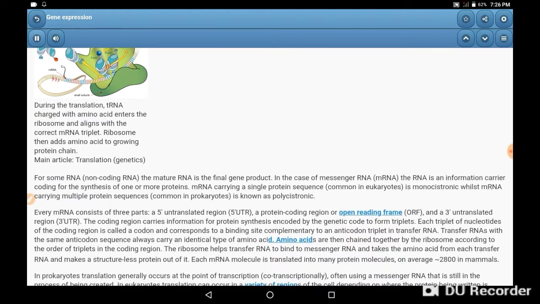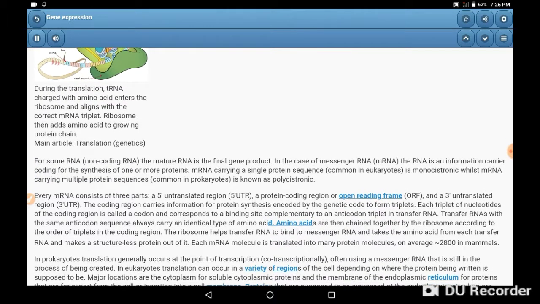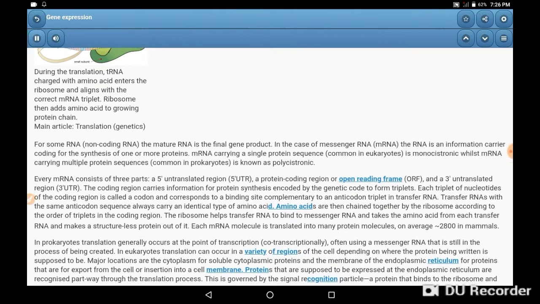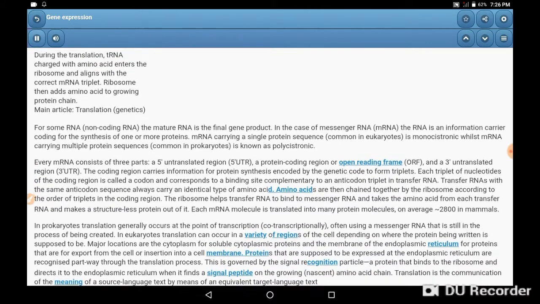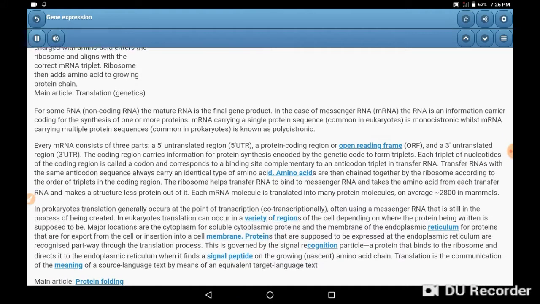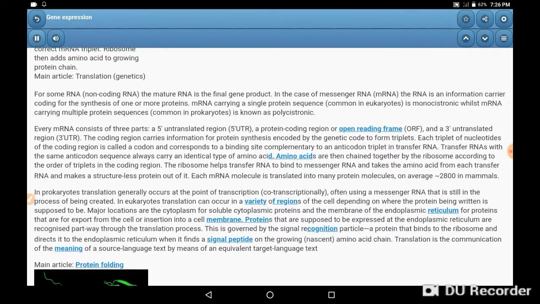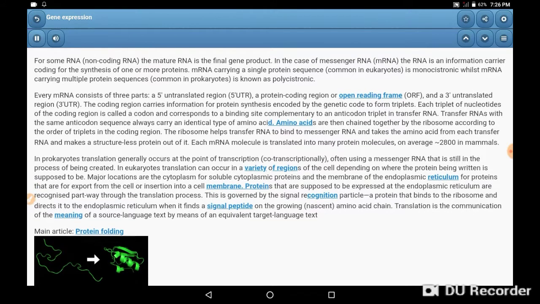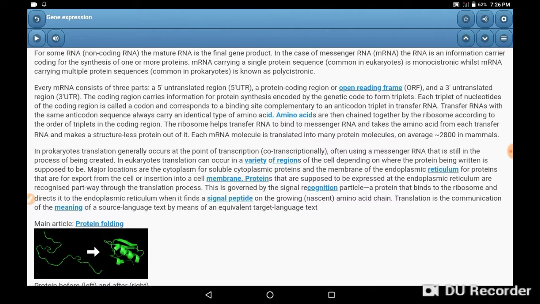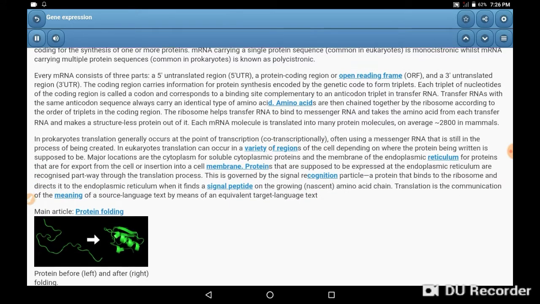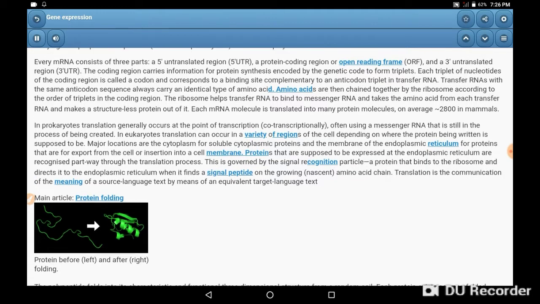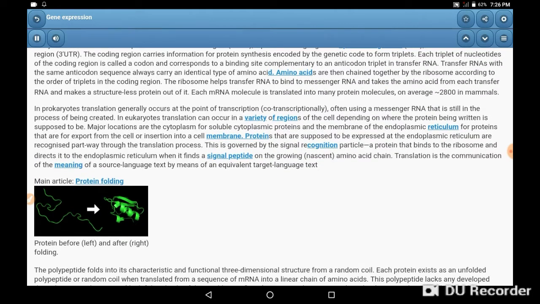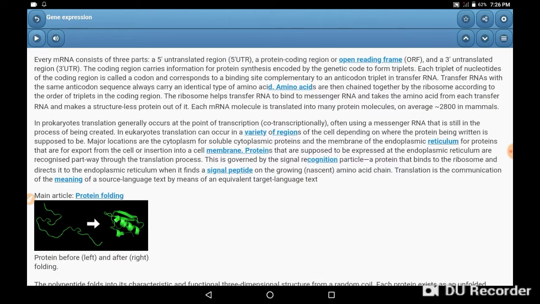In the case of messenger RNA, mRNA, the RNA is an information carrier coding for the synthesis of one or more proteins. mRNA carrying a single protein sequence, common in eukaryotes, is monocistronic, whilst mRNA carrying multiple protein sequences, common in prokaryotes, is known as polycistronic. Every mRNA consists of three parts: a 5' untranslated region, 5' UTR, a protein coding region or open reading frame, ORF, and a 3' untranslated region, 3' UTR.